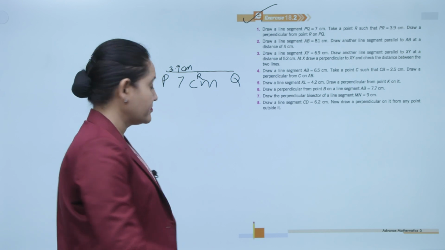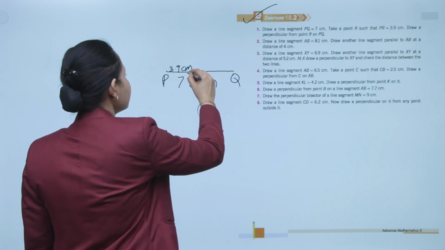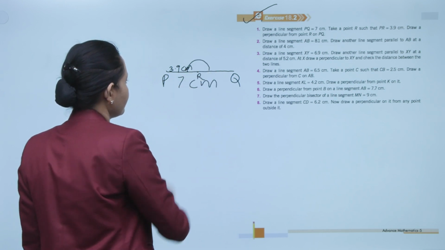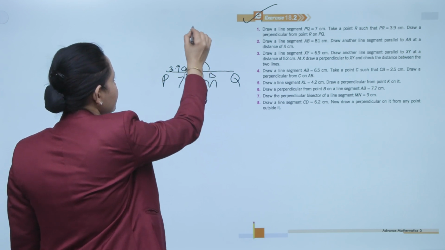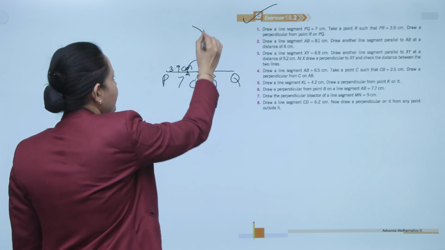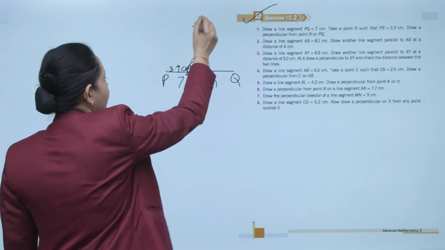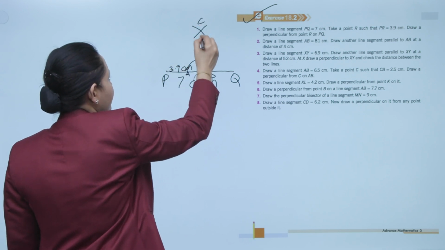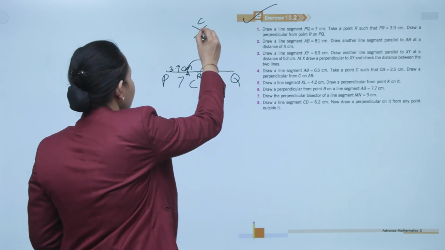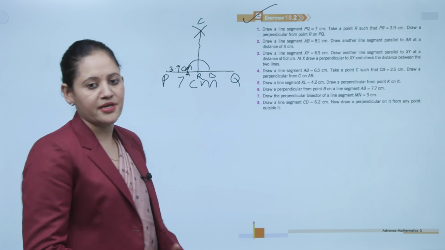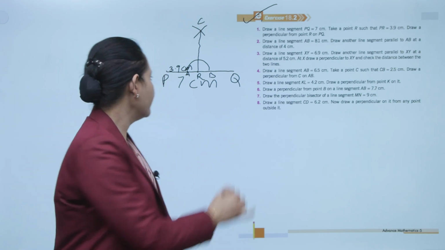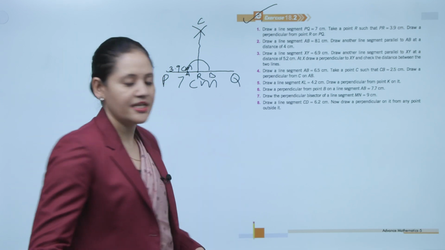Now take R as the center and draw an arc. These are the points A and B. Now with A as a center, we'll draw an arc, and with B as a center, draw an arc. This is the point C. Now we'll join C and R. This is the perpendicular of line segment PQ.